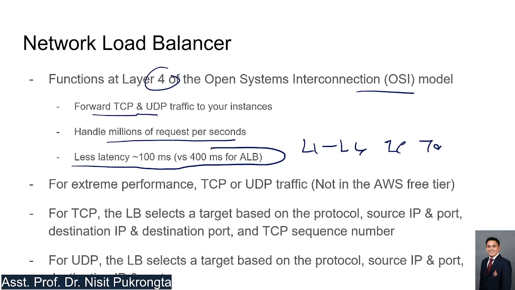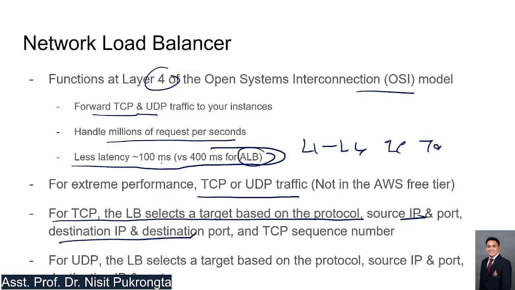when you compare with the ALB application load balancer, right? If you need low latency, you can choose the network load balancer. For extreme performance with TCP and UDP, you can use the network load balancer. For TCP, the load balancer selects a target based on protocol, source IP, source port, and destination port. You can use the network load balancer rather than ALB because it supports the network layer.